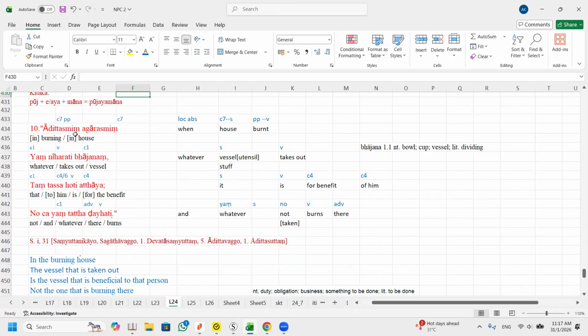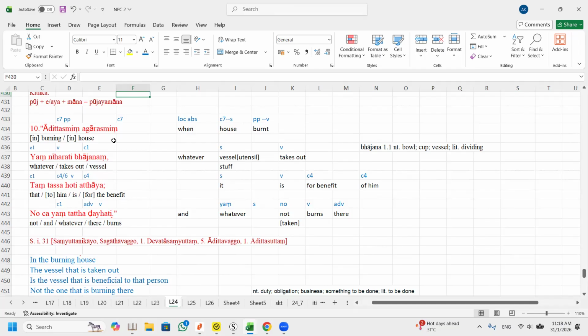Aditasmin. We know this is locative. Agarasmin, I'll say. Yam niharati. This is a verb. So this is bhajanam. When you see I say nominative, that means with N and M, this must be a neuter noun already. Sometimes I put it for you, sometimes I don't, because I verify every word before I do a translation, because sometimes I may miss. Most of the time I put the case there, but sometimes I may miss something.